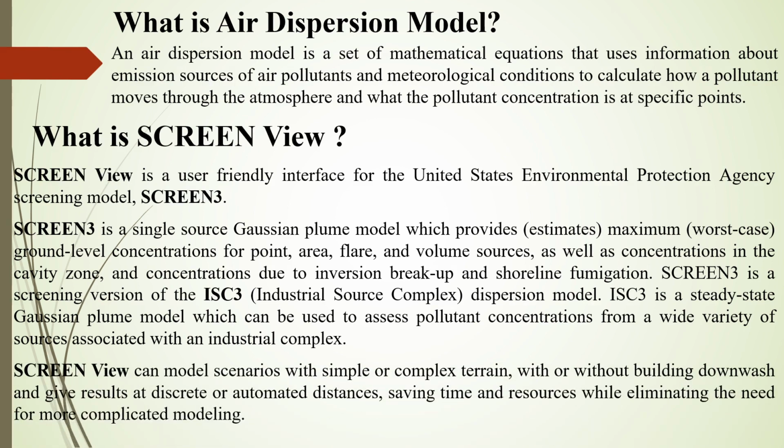The SCREEN3 is a simpler version of ISC3, and the ISC3 is used to assess air pollutant concentration from a wide variety of sources associated with an industrial complex, whereas SCREEN3 is a single source Gaussian plume model.